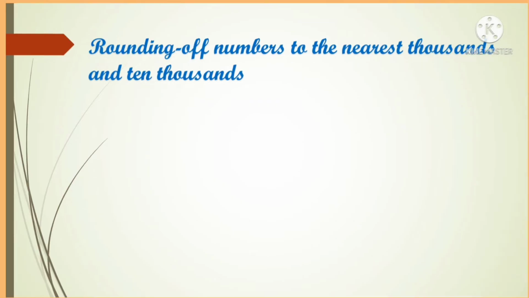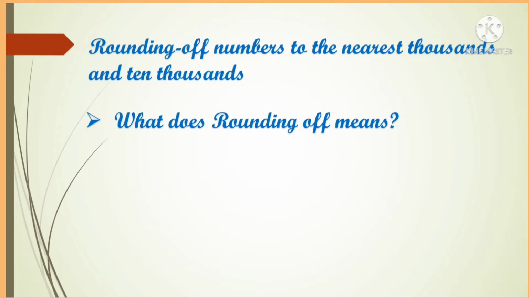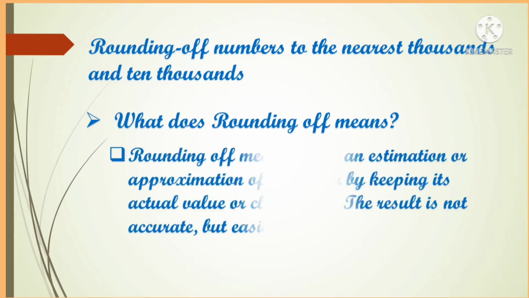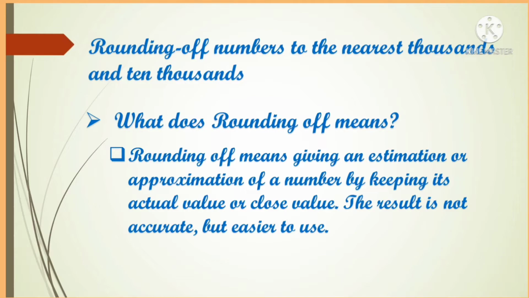Let's have rounding numbers to the nearest thousands and 10,000s. But before that, let's find out what rounding off means. Rounding off means giving an estimation or approximation of a number by keeping its actual value or close value. The result is not accurate but easier to use.